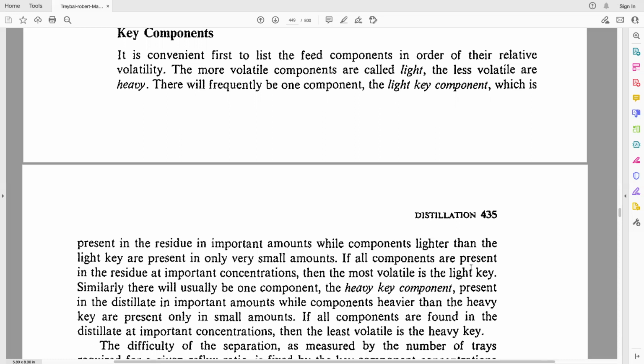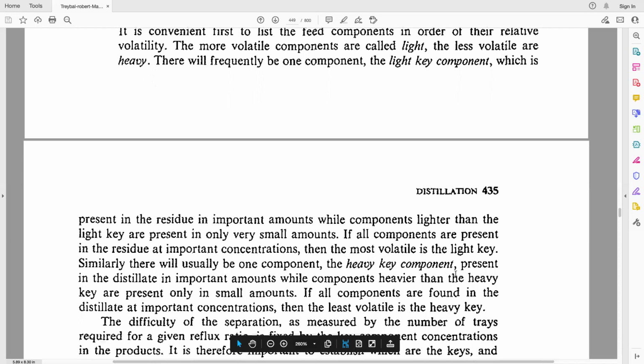If all components are present in the residue at important concentration, then the most volatile is the light key. Similarly, there will be one component, the heavy key component, present in the distillate in important amount, while components heavier than the heavy key are present in only small amounts. If all components are found in the distillate at important concentration, then the least volatile is the heavy key.